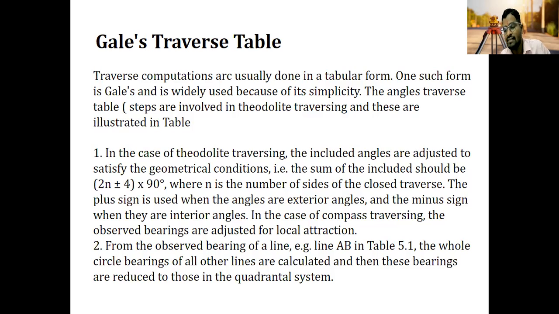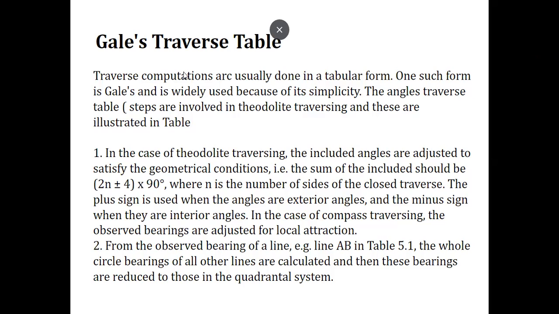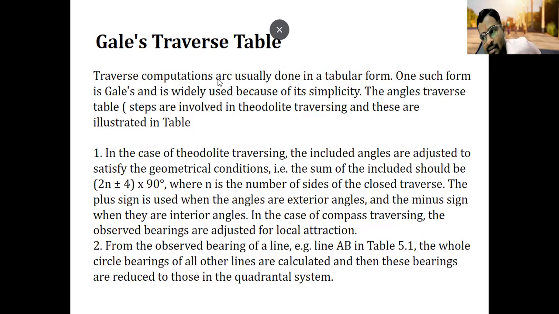What happens sometimes is that because of geometrical conditions we have to adjust the included angles. When you draw the traverse, at the end you find that the figure is not getting completed, meaning the starting point and end point are not meeting each other. At that time you have to adjust the figure to satisfy the geometrical conditions, that is, the starting point and end point must coincide, meaning they should be the same.